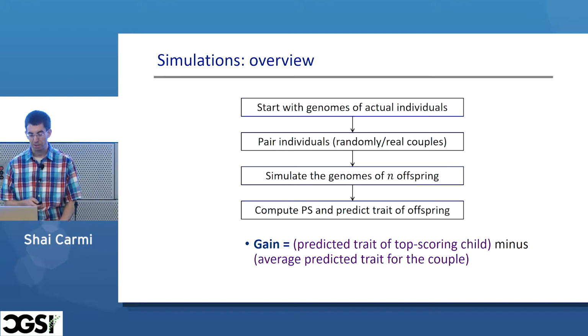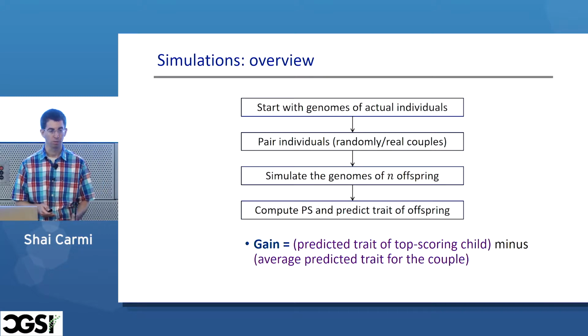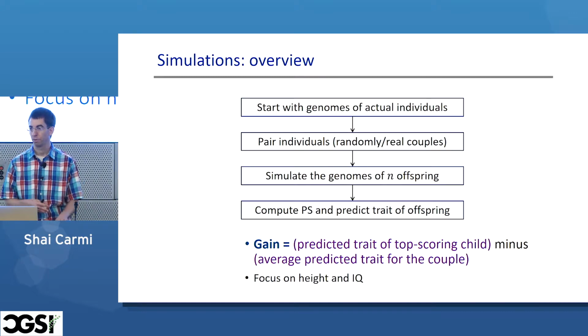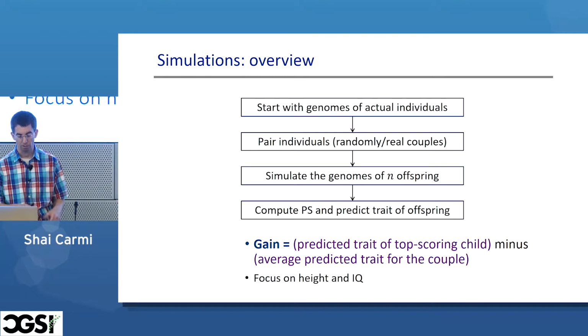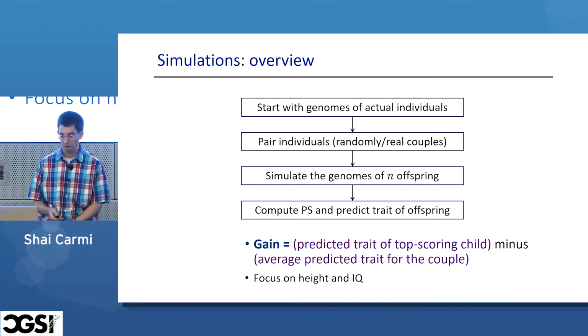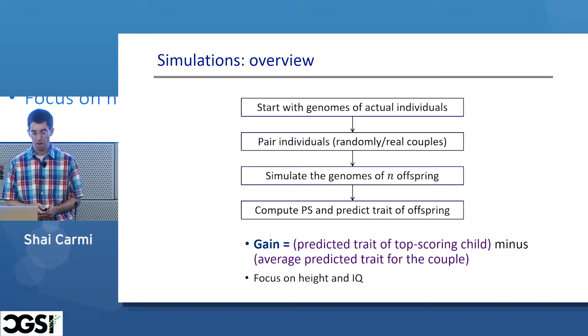This is the metric that we came up with to quantify the outcome of the procedure, and then we wanted to learn more about the behavior of this gain. We focused on two traits: height, because this is the trait for which we have the most data, kind of a good model for every other trait, and then IQ, because this is also something that people are most interested in, as I mentioned before.